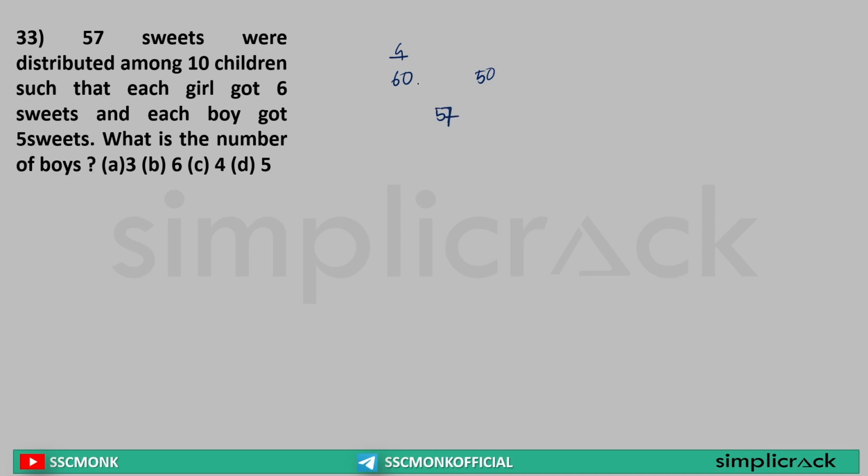So what is the mixture? 60 minus 57, 3. 57 minus 50 is equal to 7. So the ratio of girls to boys is 7:3, that is equal to 10. So 10 part is equal to 10, that means girls number 7, boys number 3. So what is the number of boys? The number of boys is equal to 3. Clear? Sorted? Yes or no?